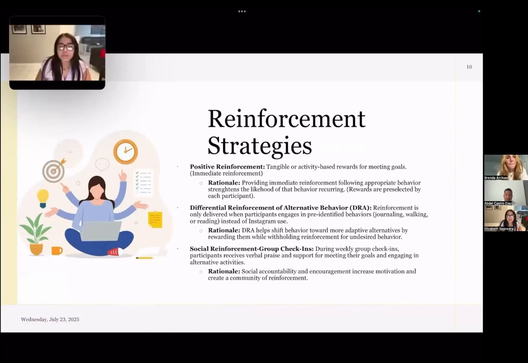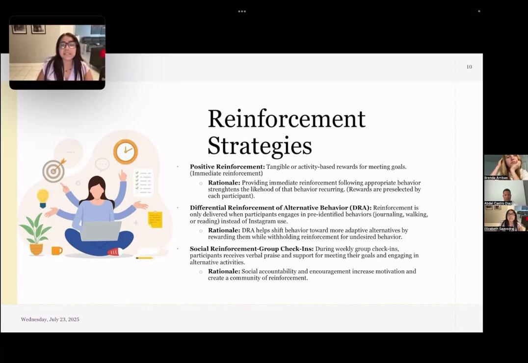Another part of the treatment plan is the reinforcement strategies. One of the strategies that we're using is positive reinforcement. This is more for a tangible or activity-based reward. Every time we meet the goal, it should be an immediate reinforcement. The rationale is that providing immediate reinforcement following appropriate behavior strengthens the likelihood of the behavior recurring.